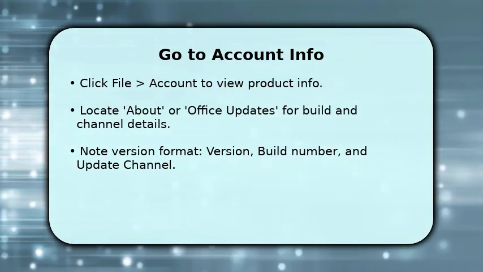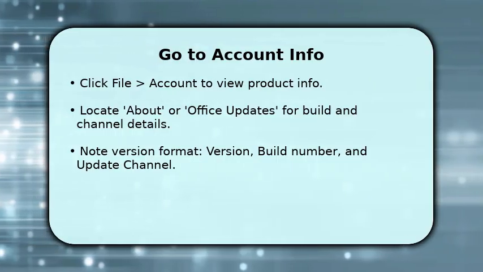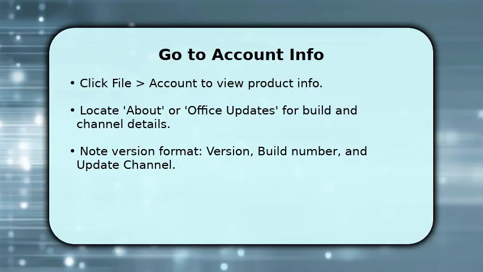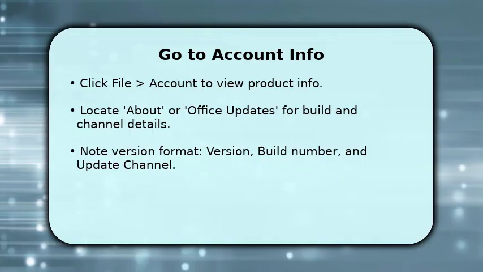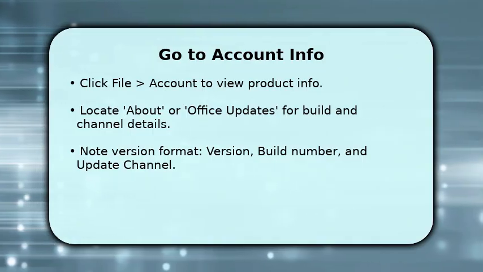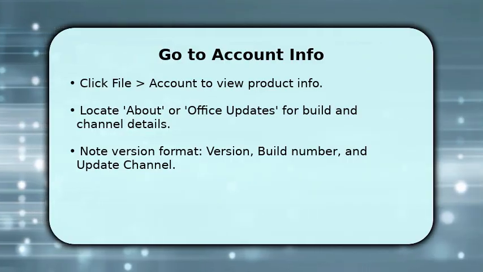You'll see a section labeled Product Information and an About button or Office Updates link. Click About App to open a dialog that displays exact version, build, and channel. This tells you whether you're on monthly enterprise channel, semi-annual, or another release cadence. Understanding the channel explains why features differ.